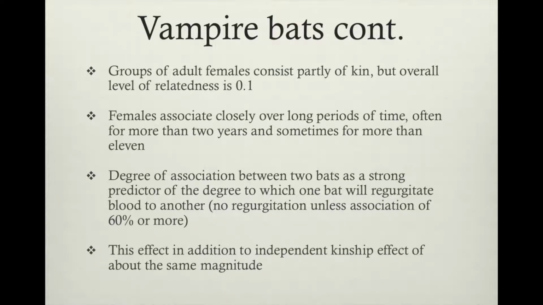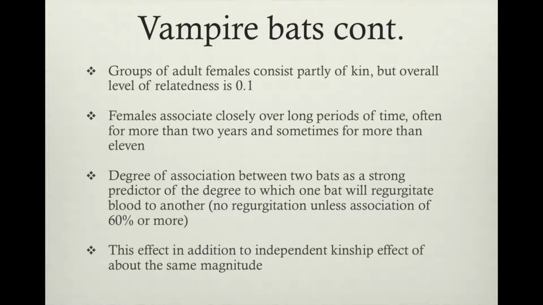And so then there are two big predictors of the degree to which one bat will regurgitate blood to another. The first is kinship. Basically, the more closely related that you are, the more likely you are willing to regurgitate blood. So we'll see a strong degree of regurgitation among full siblings, full sisters, among mothers to offspring. This is one of the things that guarantees that these juveniles, who would otherwise starve to death, 100% of them would starve to death in a given year.